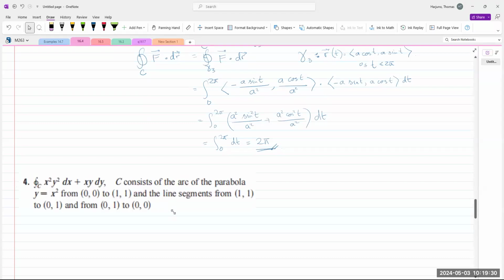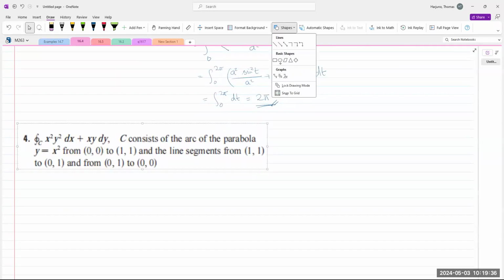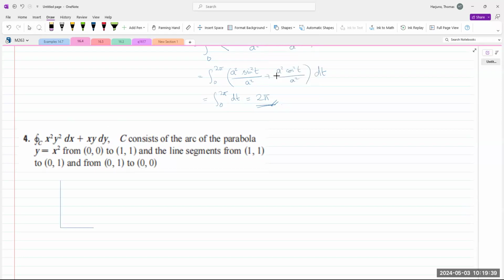We have the integral over closed curve C, where C consists of the arc of parabola from (0, 0) to (1, 1), the line segment from (1, 1) to (0, 1), and then from (0, 1) to (0, 0). So this is the path. The integral over closed curve C of (x squared y squared, xy) dot dr.